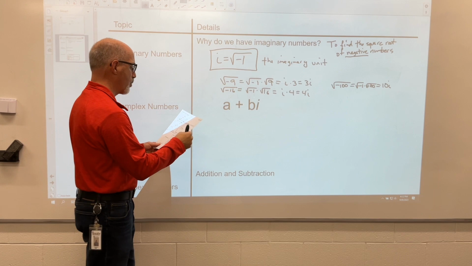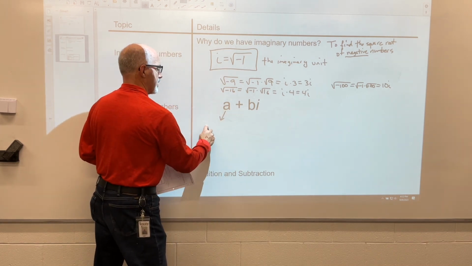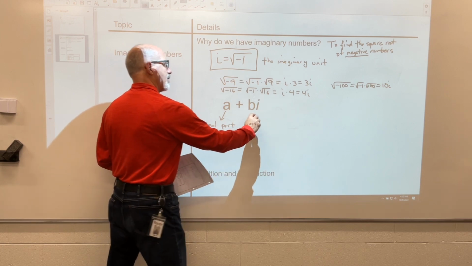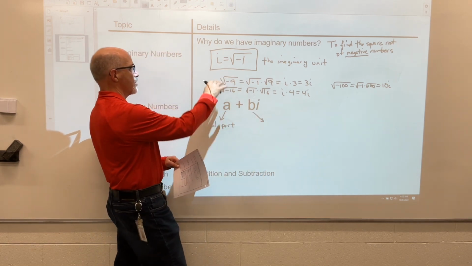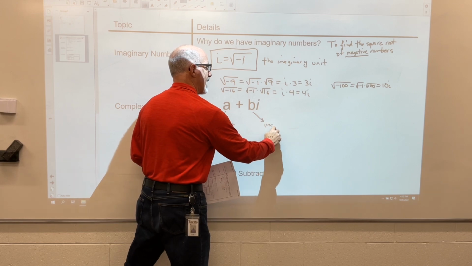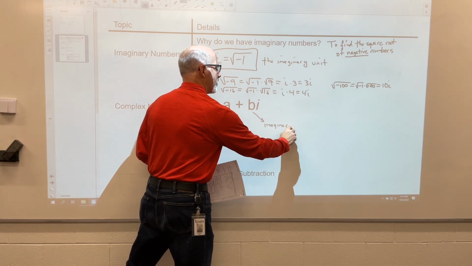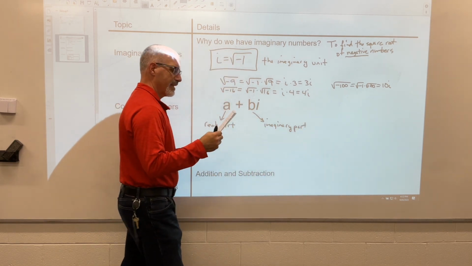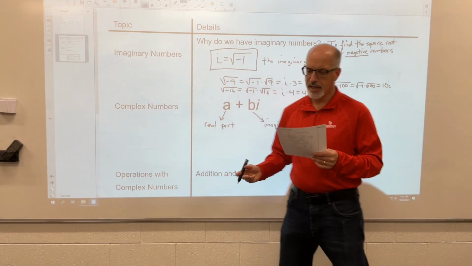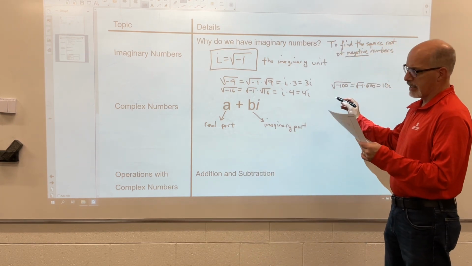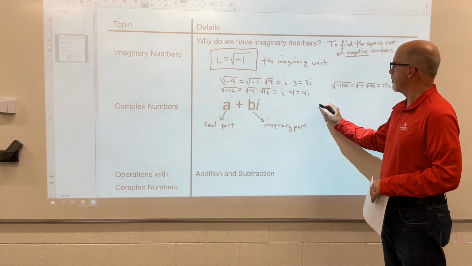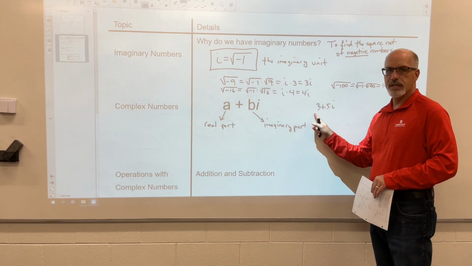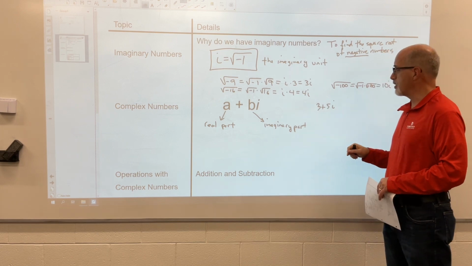Complex numbers have a real part. This is like the real numbers that you've dealt with. And then we have an imaginary part, what we're just working with here, that has an i involved in it. So an example of a complex number would be, for instance, 3 plus 5i. The 3 is the real part, the 5i is the imaginary part.